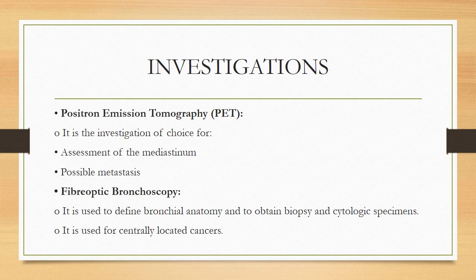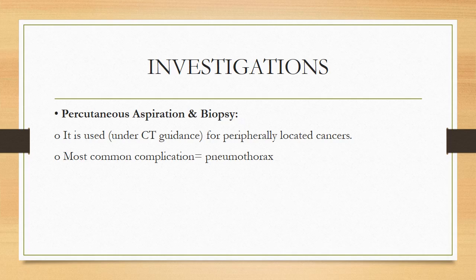Fiber optic bronchoscopy is used to define bronchial anatomy and to obtain biopsy and cytological specimens, and it is used for centrally located cancers which are near the bronchi. Percutaneous aspiration and biopsy under CT guidance is used for peripherally located cancers, and the most common complication of this aspiration or biopsy is pneumothorax, iatrogenic pneumothorax.